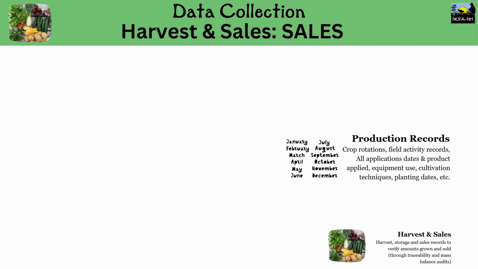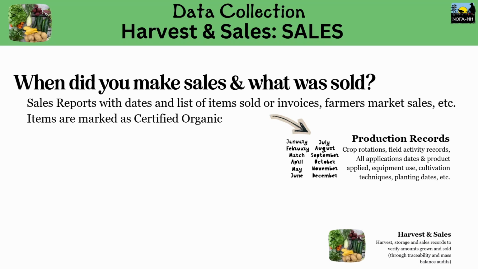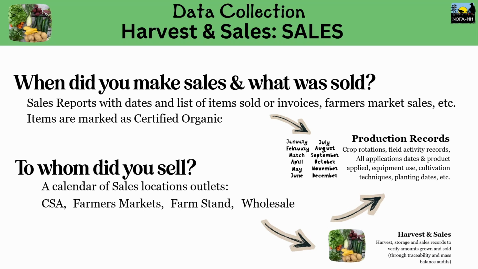The last of the harvest and sales records is the actual sales of your harvest. Keep sales reports and invoices that list what items are sold at different markets. All your sales should be kept by sales outlet and product. Along with your previous records by field and crop, an inspector will use this information for a mass balance. You can also use this information to help plan for next year's seed purchases and crop planning based on actual sales.